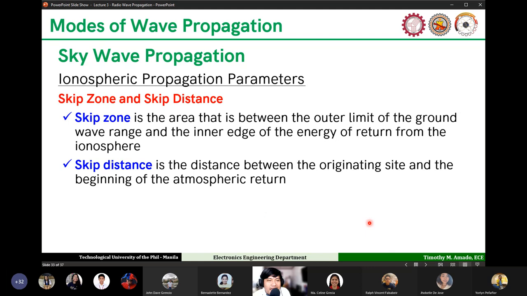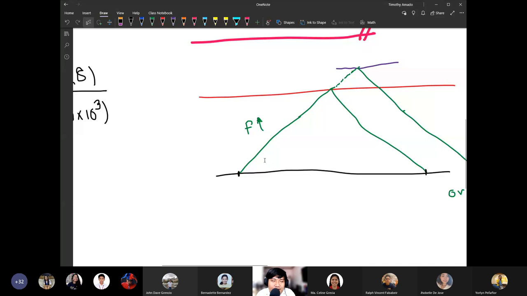How about the skip zone? You need an illustration to understand it. Imagine this is your skywave propagation system. You have the transmitter and the receiver, and we have a distance. What do we call this? That is the skip distance. Using the same distance, you can actually use ground wave. The problem with ground wave is that it is susceptible to tilting. So when it tilts, let's say that is the coverage of your ground wave. This area is not reached by the ground wave, but it is too close for your sky wave. Got it? This area is called the skip zone.